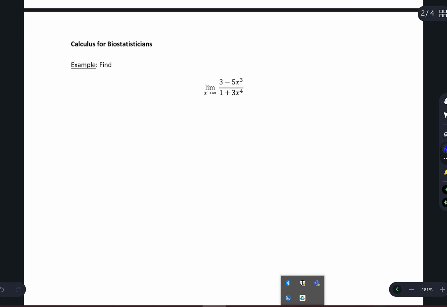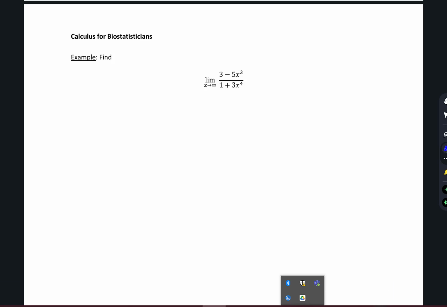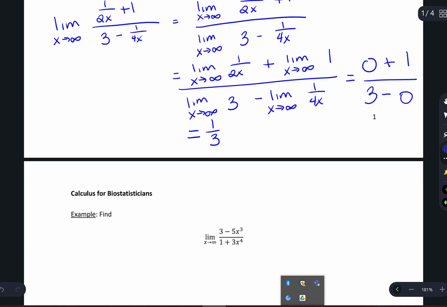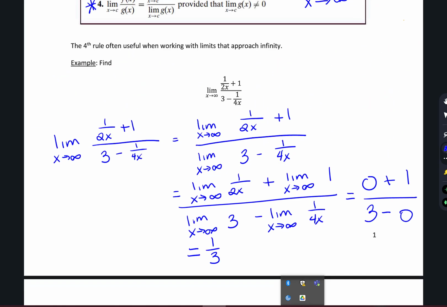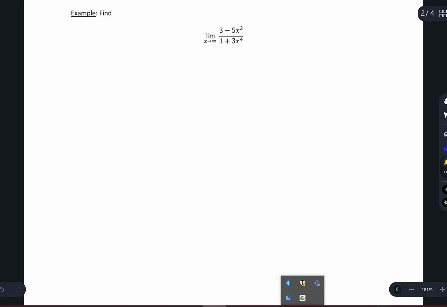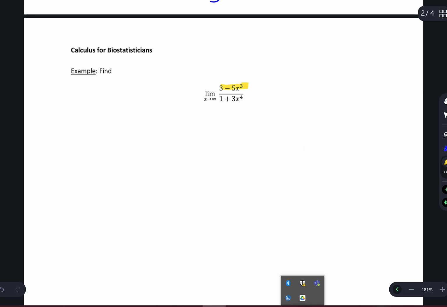We're going to look at another example, but before we do that, let's talk a little bit about the previous example. Notice that one reason the fourth law was so useful is that we were looking at a ratio of polynomials. If we look at this example, we've got the same thing: a ratio of polynomials. It ends up that ratios of polynomials will follow certain patterns.